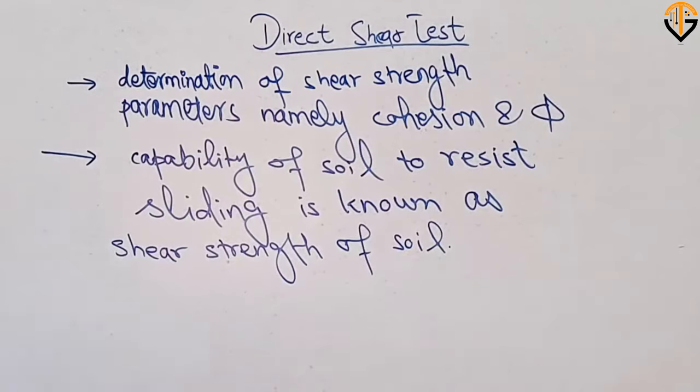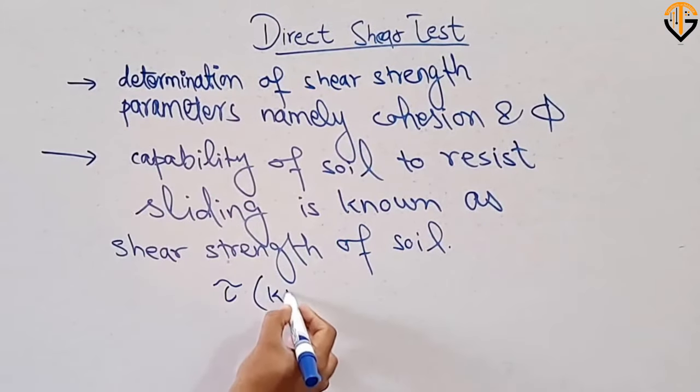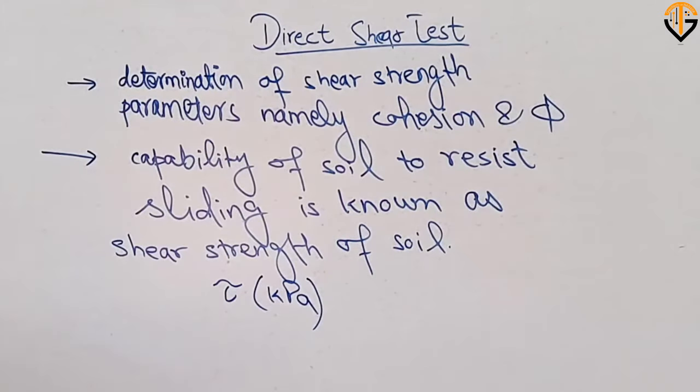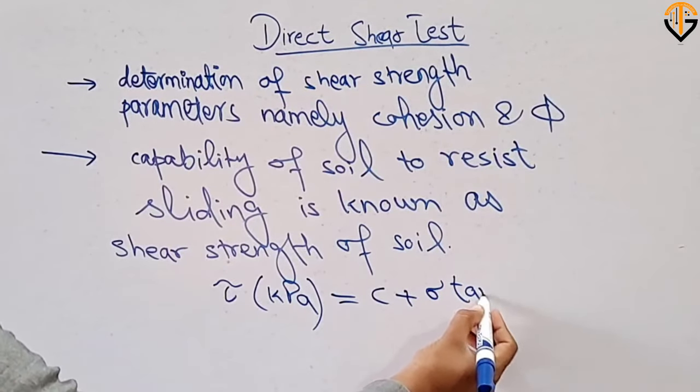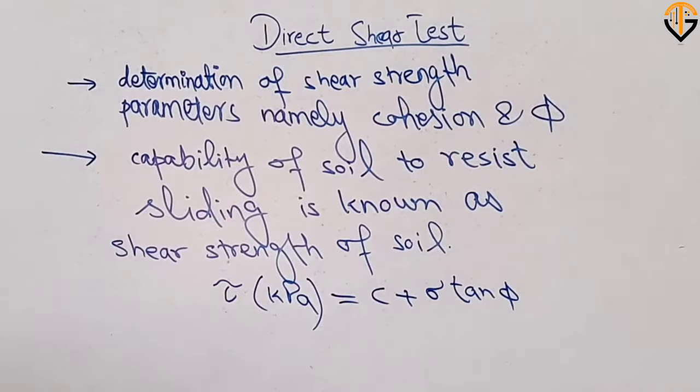shear strength of soil. So it is normally denoted by symbol tau, and the unit can be in kPa or pounds per feet square as well. And based on the Mohr-Coulomb law, we can present the equation for the determination of shear strength as C plus sigma tan phi. So this is the equation that is used for the determination of the shear strength parameter.